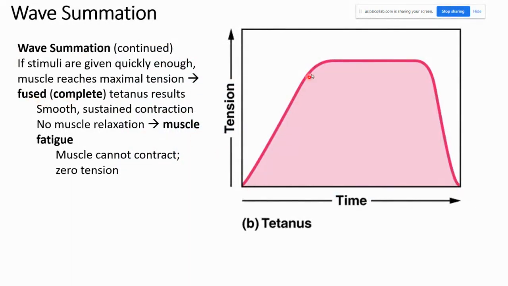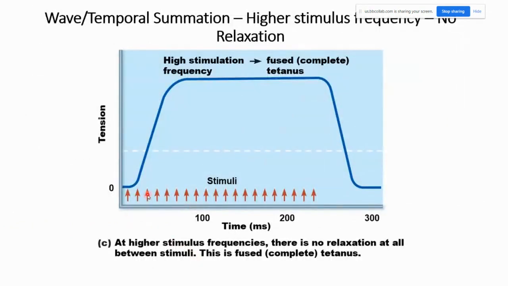So you see a nice smooth rise in the tension. I'm going to use the picture on the next slide, but it's the same information. So see how close together the muscle fiber is being stimulated by the nervous system. It doesn't have time to relax. There's a little latent period for excitation-contraction coupling. It starts to contract, but before it can even begin to relax, it's stimulated again. Then again. So you get this complete or fused tetanus.